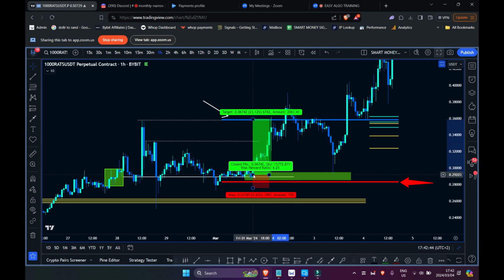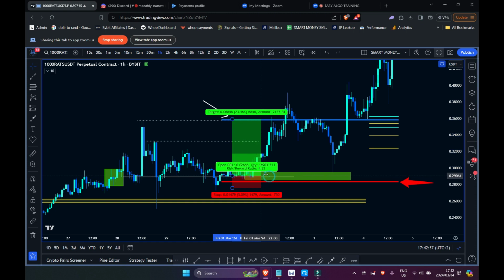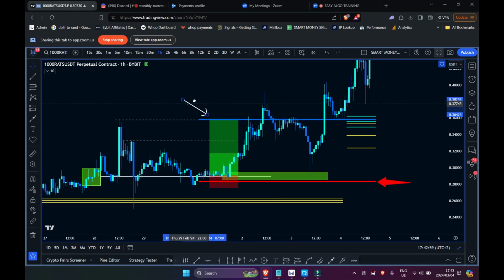How long did this trade actually take if you've got it in over here? 7 o'clock to 8, 9, 10, 11, 12, 1, 2, a 7 hour trade. This would have been 7 hours for 23%. If that's 10x leverage, you've got a 200% trade. That is life changing right there, like that one trade.